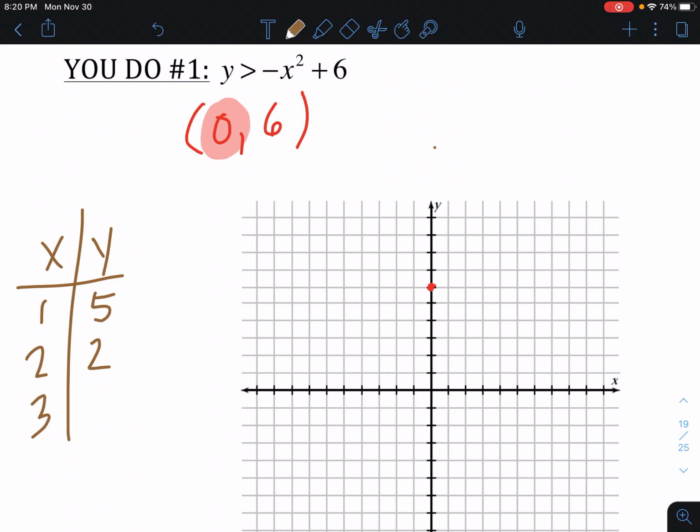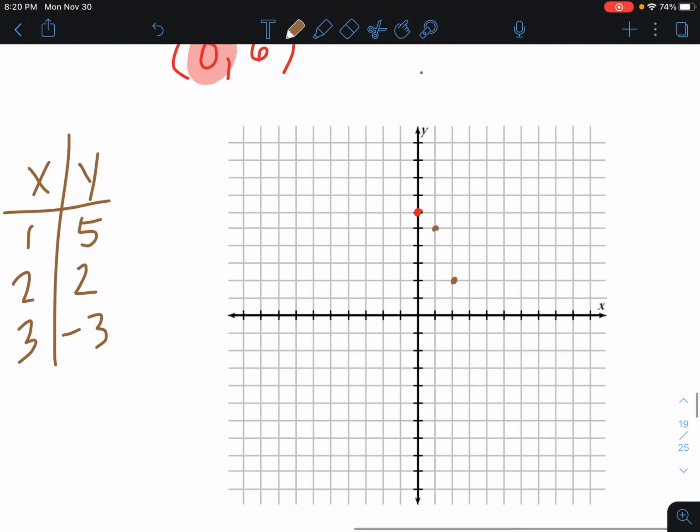And then finally the 3. -3 squared plus 6. Bring down the negative. 3 squared is 9. And then -9 plus 6 is -3. Let's plot those points. We got 1, 5. We got 2, 2. And we got 3, -3. Then on the other side of the axis, 1, 2, and 3 over.